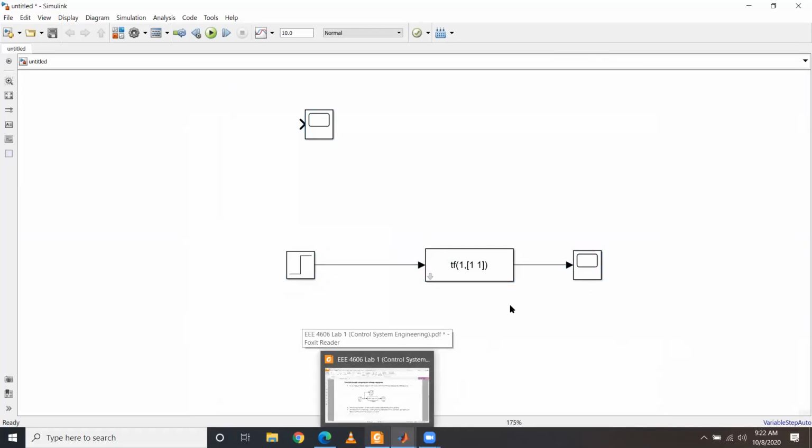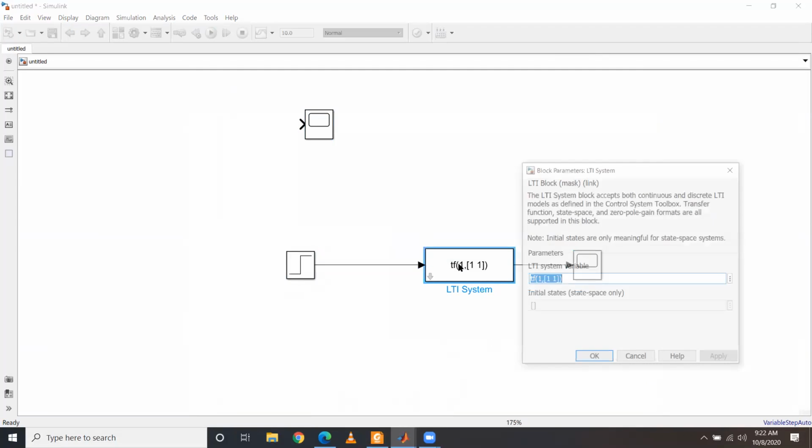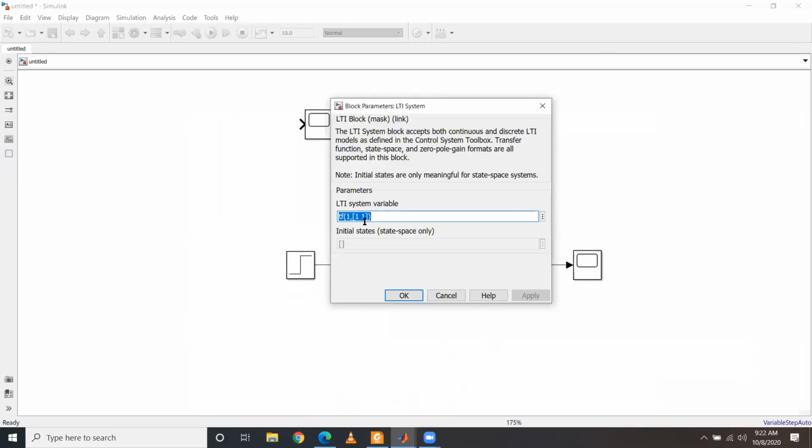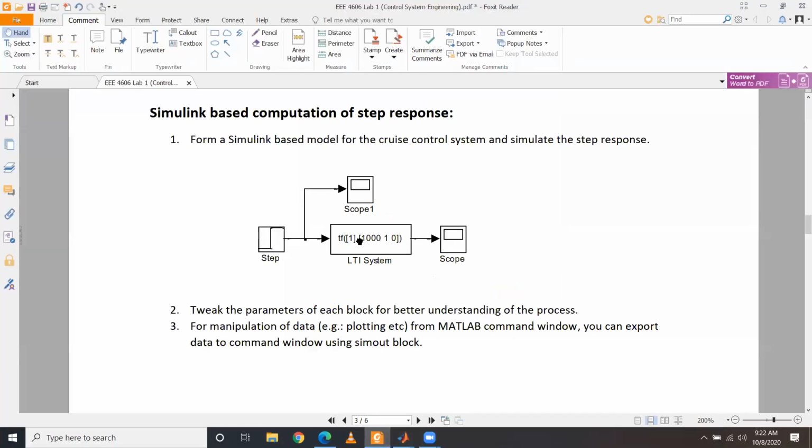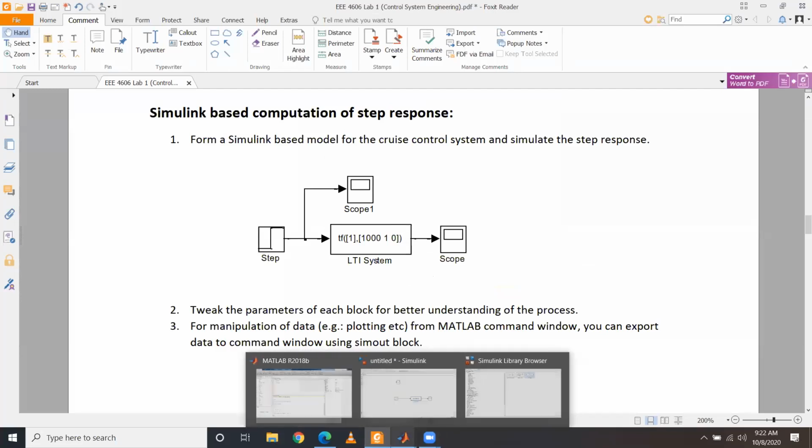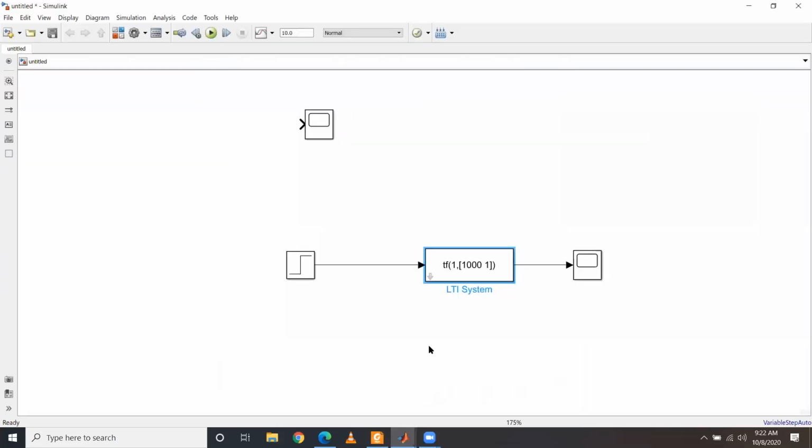So what was our system transfer function? If you double click the block, you can define the transfer function. So numerator was 1, denominator was m and b, right? We are observing the velocity, not the displacement. So m and b, it was, I think, mb 1001, right? Yes, sir. I think the lab sheet is given for the displacement. You should do it for the velocity. So don't give this 0. Now just run.